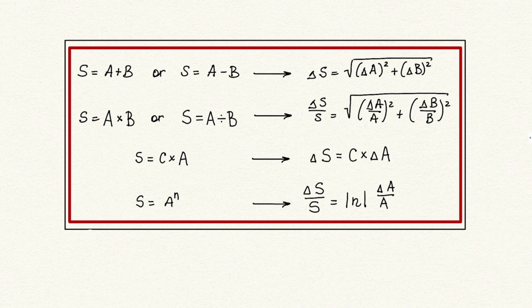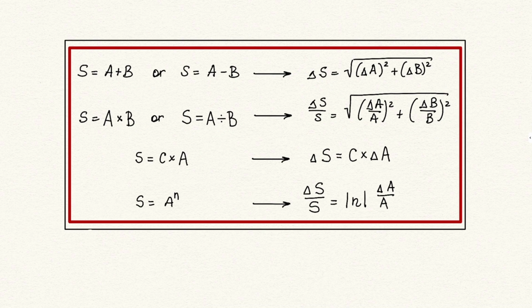The second case is when S equals a product of A and B, or a ratio of A and B. Then we'll talk about relative uncertainty, so it's your absolute uncertainty divided by the value itself, and it equals the square root of the relative uncertainty in A squared plus the relative uncertainty in B squared.